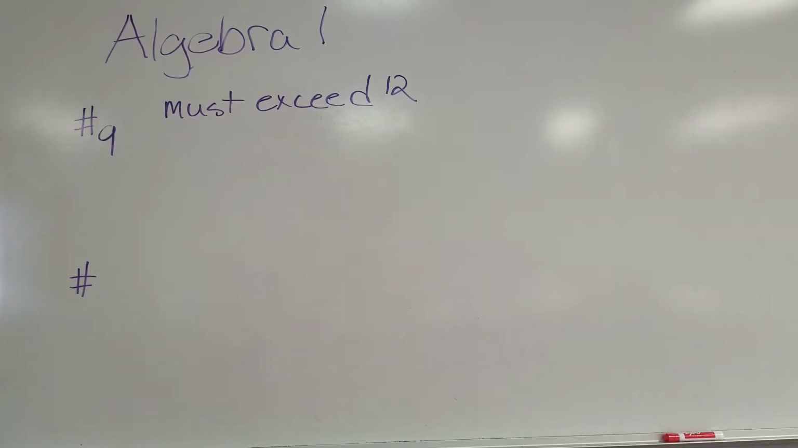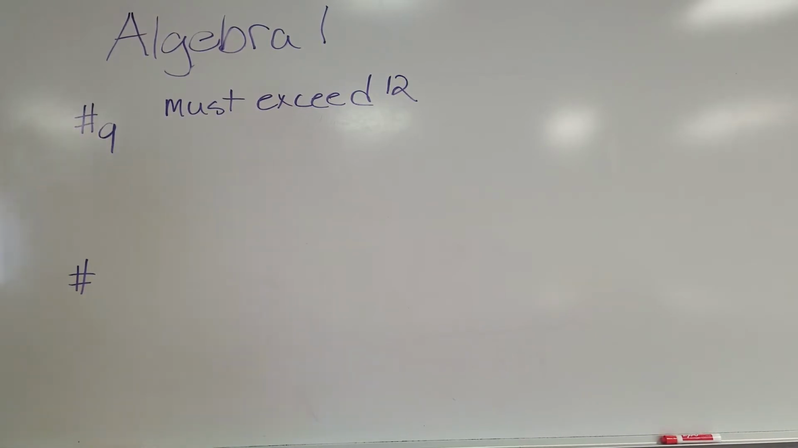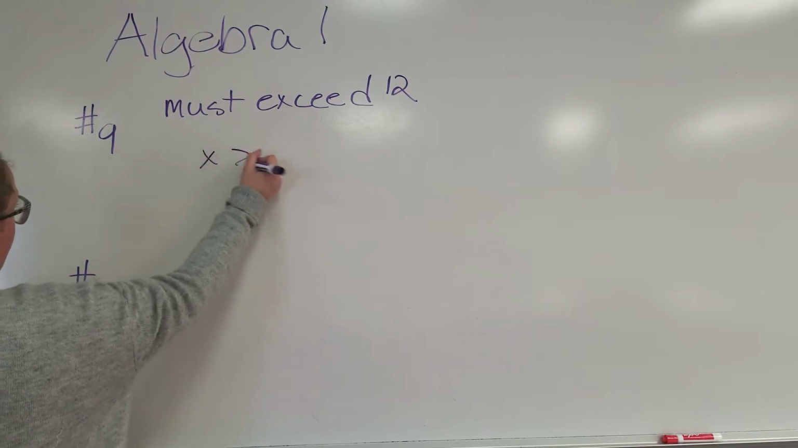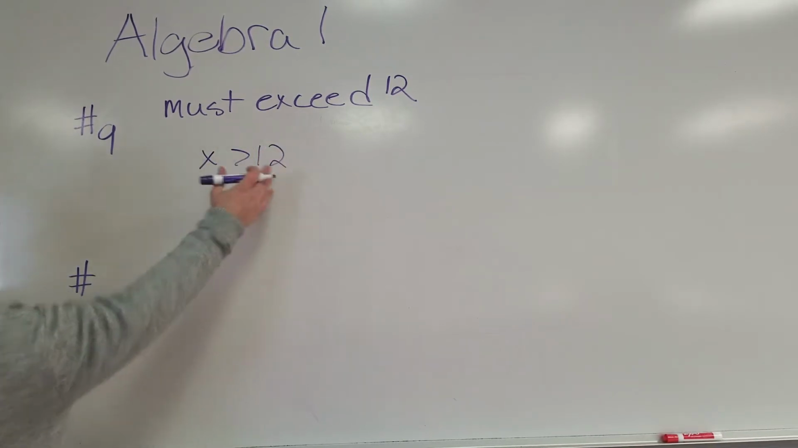Number 9, they want you to write the correct sentence for this. X must exceed 12. All right, so x is your variable you're going to use, and it says it has to be greater than 12. It must exceed 12, and it doesn't say it can be 12. So it's not greater than or equal to 12. It's just x is greater than 12. It has to be bigger than 12.